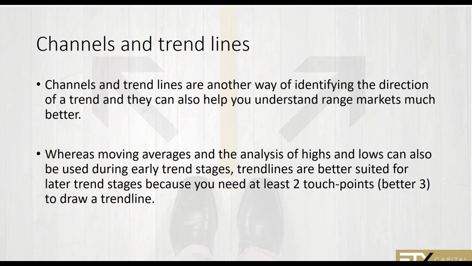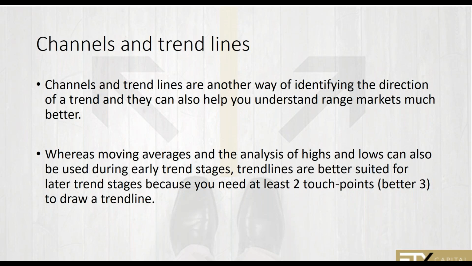Now we come to channels and trend lines, which is another way that, because remember, right now we're only simply trying to determine the direction of the trend or the direction of the market and determining if there is an actual direction. So channels and trend lines are another way to identify the direction of a trend, and they also help you understand range markets much better.